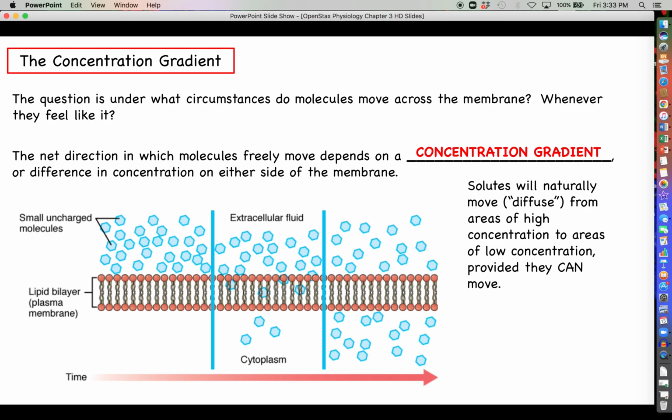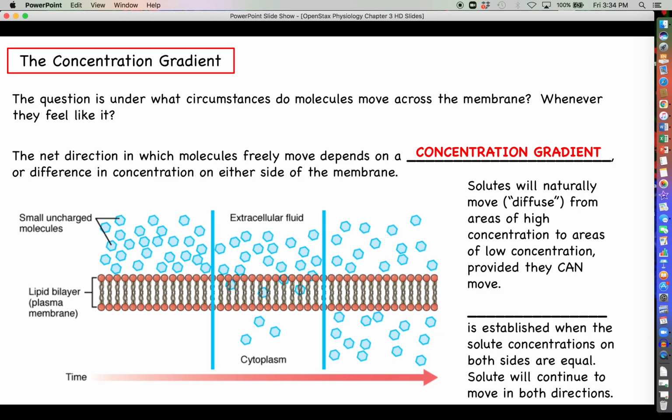So solutes are just naturally going to diffuse from areas of high concentration to areas of low concentration, provided they can move. Keep in mind here, we are specifically told this is a small, non-polar, non-charged molecule, so we know it can move. But what happens if we're talking about a solute that cannot move? Something for us to think about.